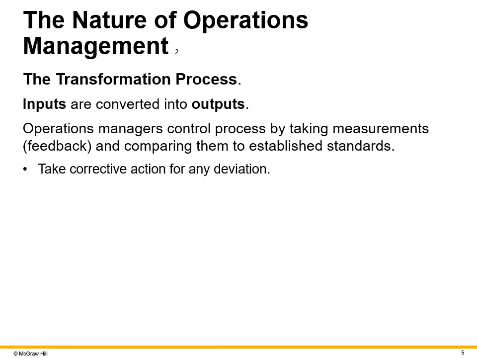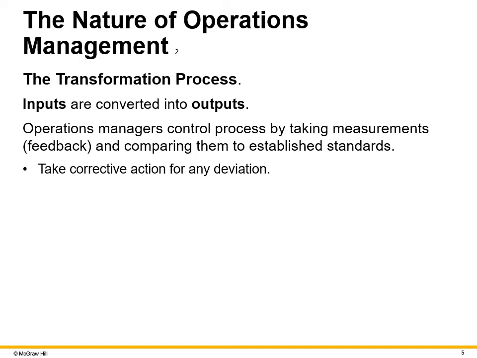The transformation process is a process through which inputs are converted into outputs. Inputs are resources such as labor, money, materials, and energy. Outputs are goods, services, and ideas. The transformation process combines inputs in predetermined ways using different equipment, administrative processes, and technology to create a product.